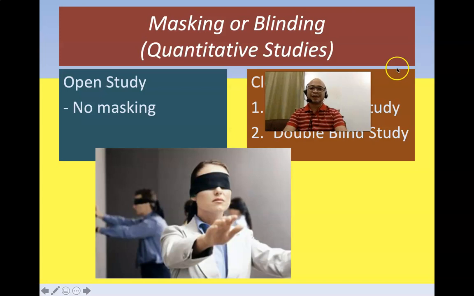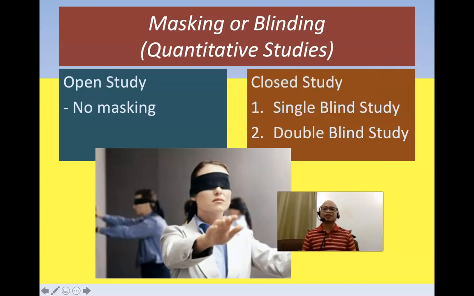Okay, so masking or blinding, there are actually two types. You have the open study, meaning no masking at all. Although I'm not saying that it's bad, because in some cases, it is actually required to do open masking. So I already explained what a double-blind study is, and then we also have the single-blind study, wherein either the researcher or the participants would be the only one to know whether they are part of the experimental or the control group.